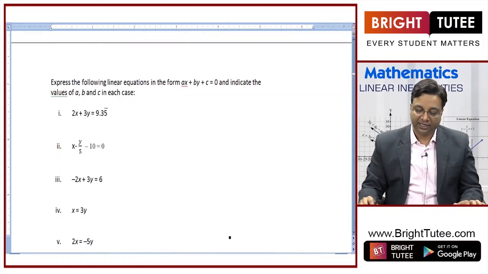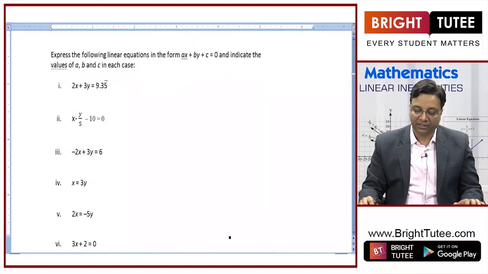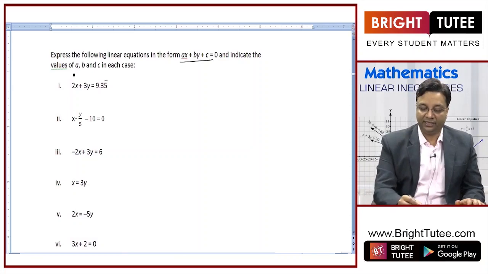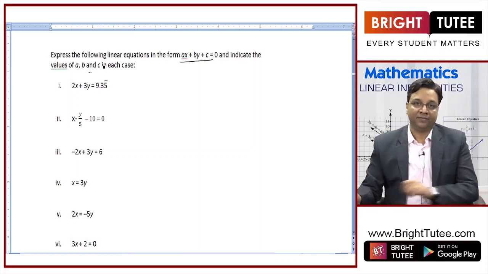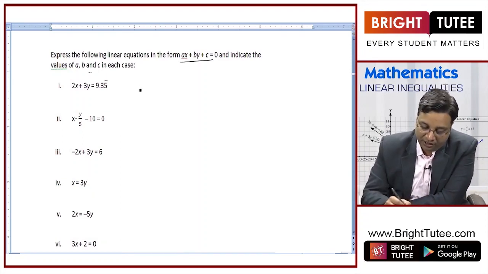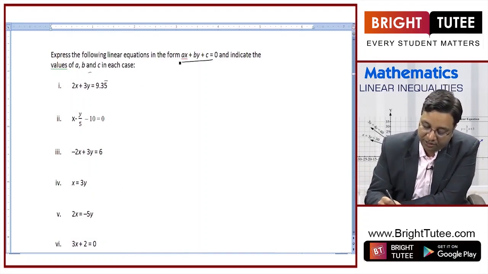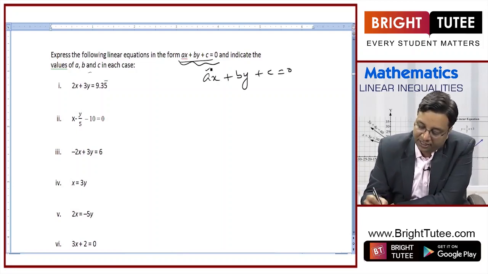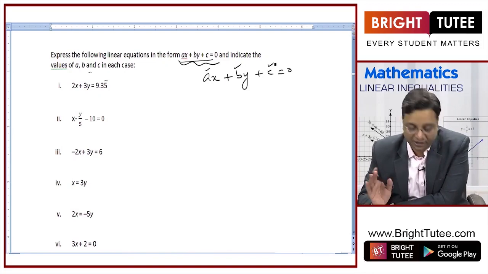Express the following linear equations in the form ax plus by plus c equal to 0 and indicate the values of a, b and c. We have done this kind of question in our examples, so it is very easy for us. So we need to write it in this form: ax plus by plus c equals 0. Coefficient of x is a, coefficient of y is b, and the constant term will be represented by c.